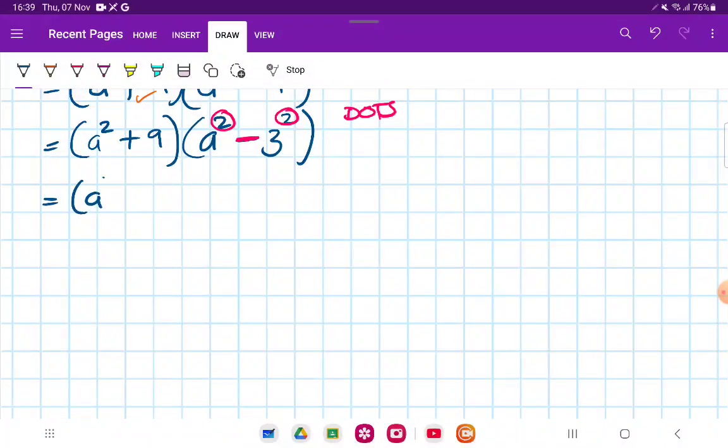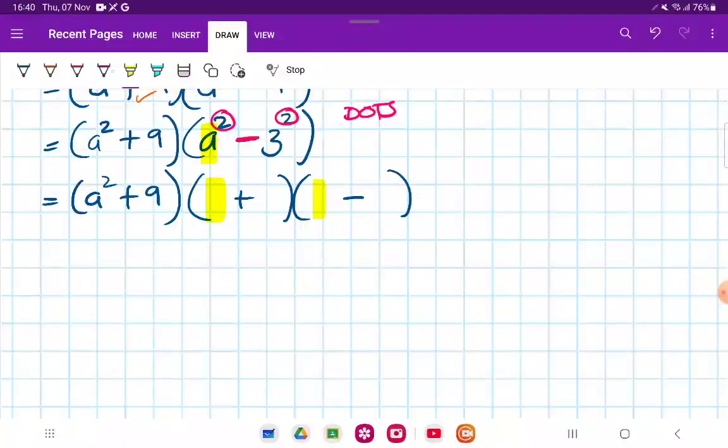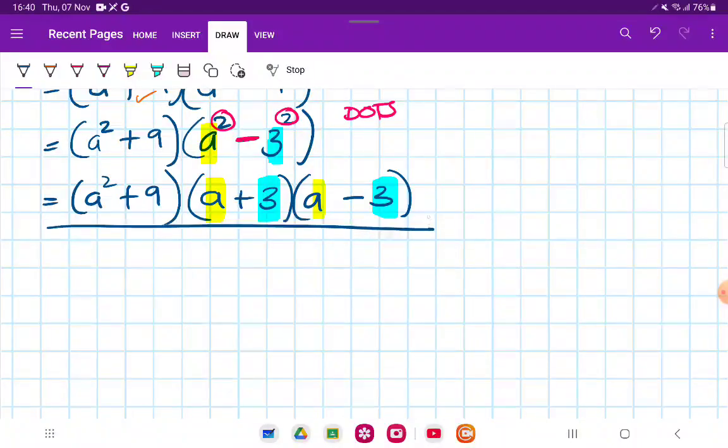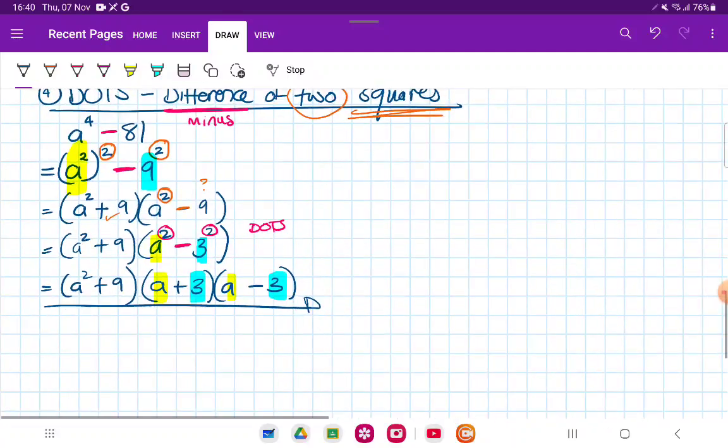So my first bracket stays the same, and that one I can't do anything to. But in the second one, I have 2 brackets with a plus and a minus. And the a goes in there as a without the square sign, and the 3 goes there as 3 without the square sign. That is how I do DOTS. So that was an easy example. What I need to emphasize is sometimes DOTS is just 2 brackets, and sometimes DOTS ends up being 3 brackets. Could be more, right? Always check if you are done.